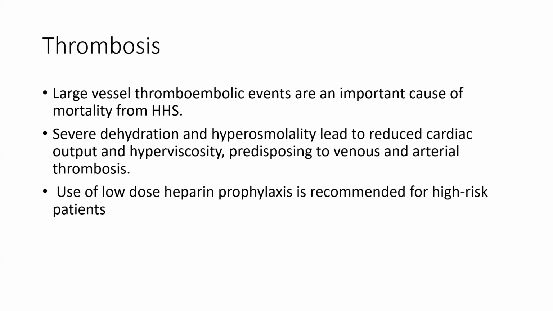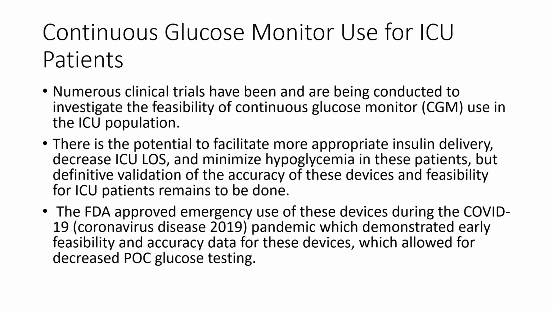The next complication is thrombosis. Large vessel thromboembolic events are an important cause of mortality. Severe dehydration and hyperosmolality lead to reduced cardiac output and hyperviscosity, predisposing to venous and arterial thrombosis. Use of low-dose heparin prophylaxis is recommended for high-risk patients.